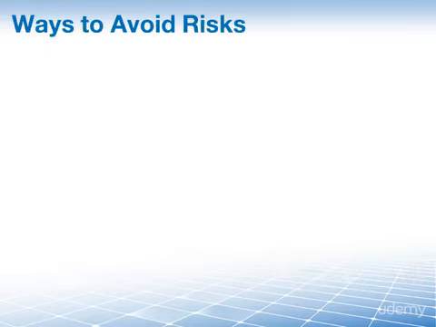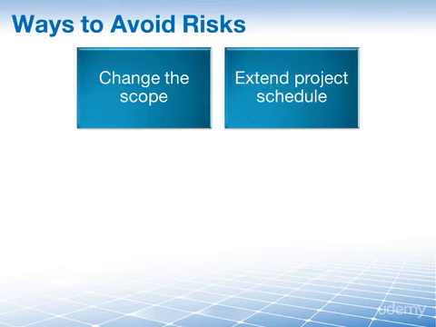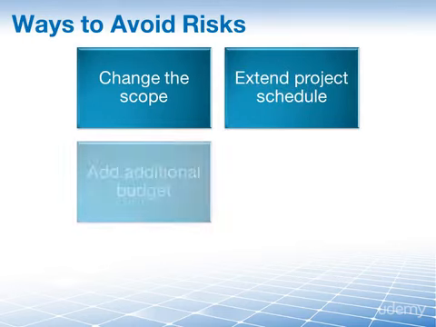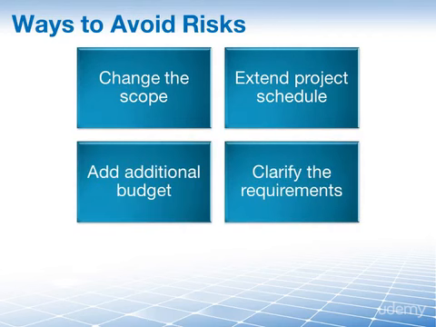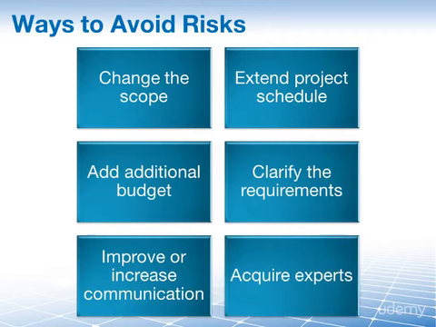But what if the project has already started? How do you avoid a risk there? Well, once the project is launched, there are a number of ways that allow you to avoid your risks. And some of them are by changing the project scope, extending your project schedule, adding additional budget, clarifying the requirements, improving and increasing communication with stakeholders, bringing on experts, and so on. The number of possible responses to a risk is as large as the number of possible risks.